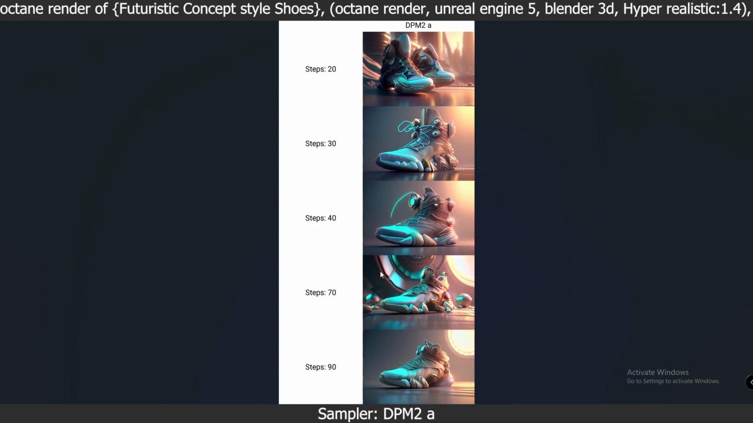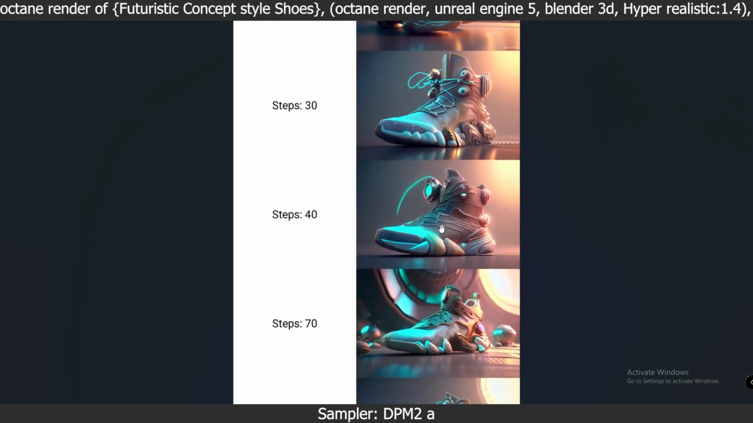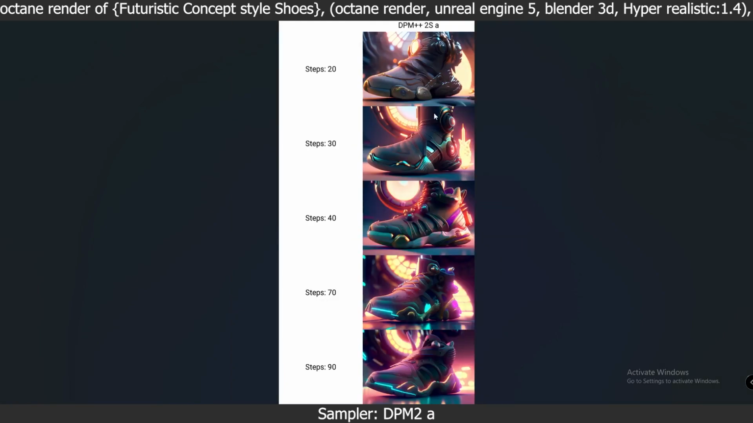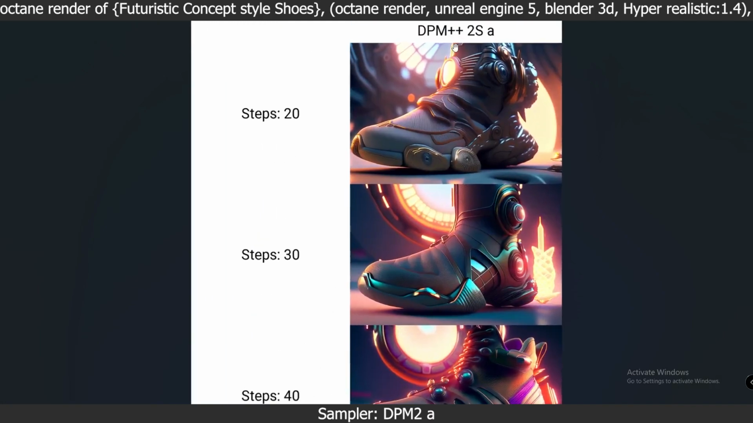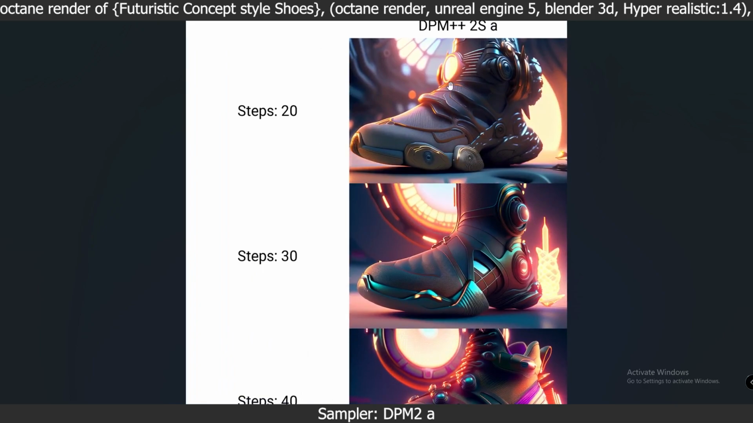So now let's jump on to our 7th sampling method. Okay, let's quickly jump on to our 7th sampling method. So guys, here we are with our 7th sampling method, and it's DPM2SA. You can see over here. First of all, let's see the image generated.